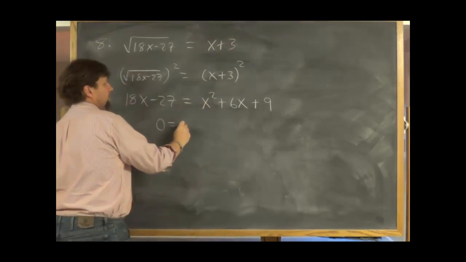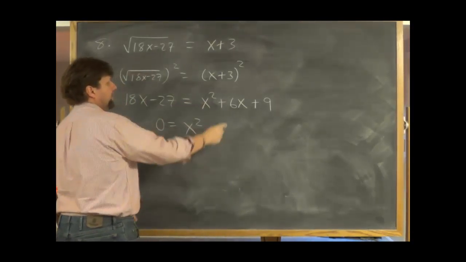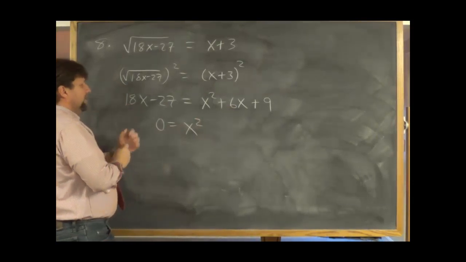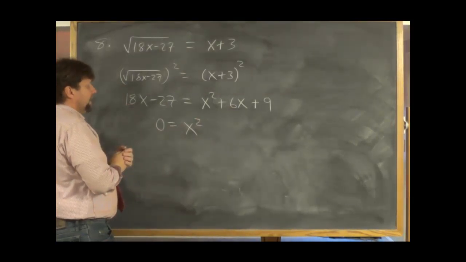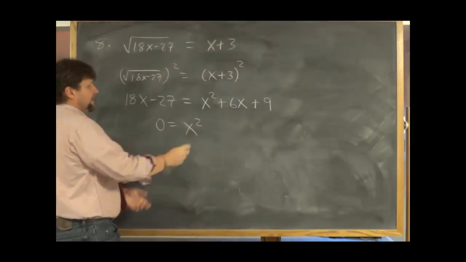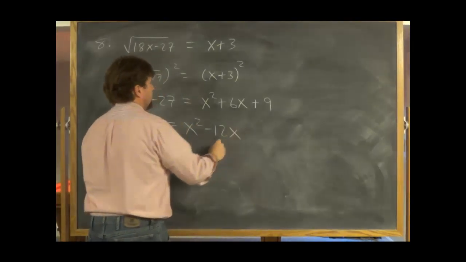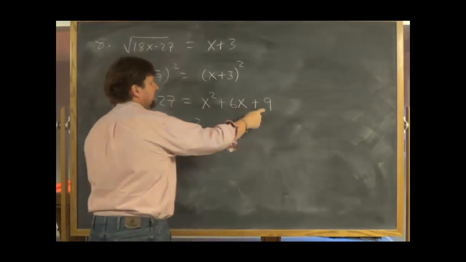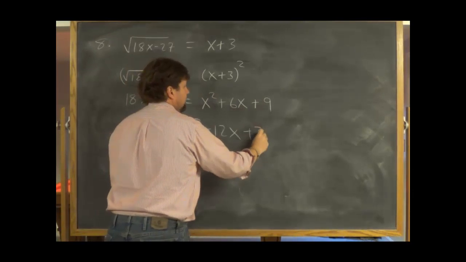So I get 0 is equal to x squared, see, 6x minus 18x, so 6x minus 18x is a -12x. And then I add 27. 9 plus 27 is 36.